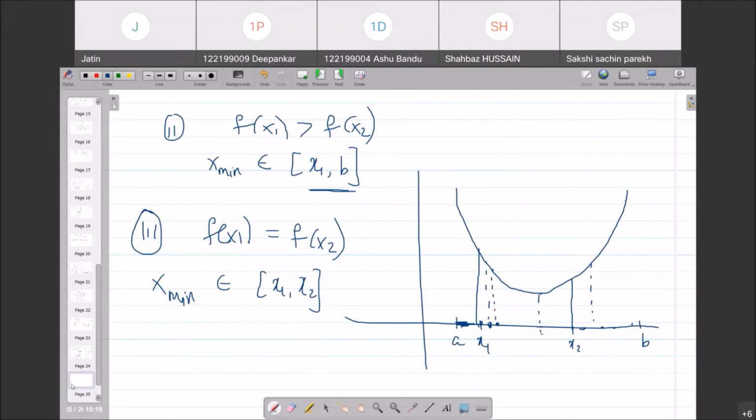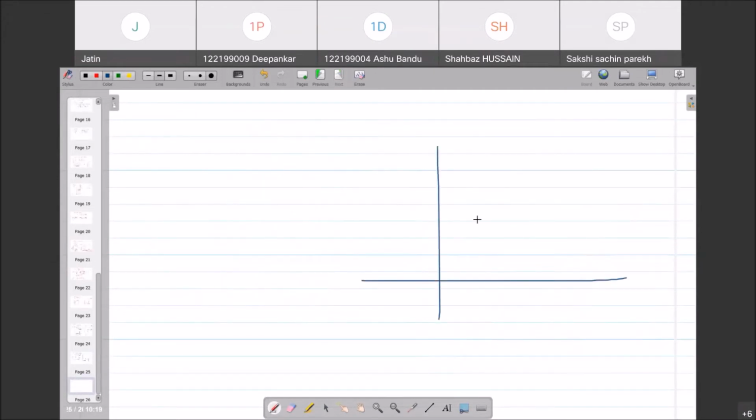Why is that so? Let me draw on the next page. Let me call this x1 and let me call this x2. This is my A, this is my B. You can see that at x1 and x2 the function has the same value and the minimum is somewhere here. That means it lies in between the interval x1, x2.